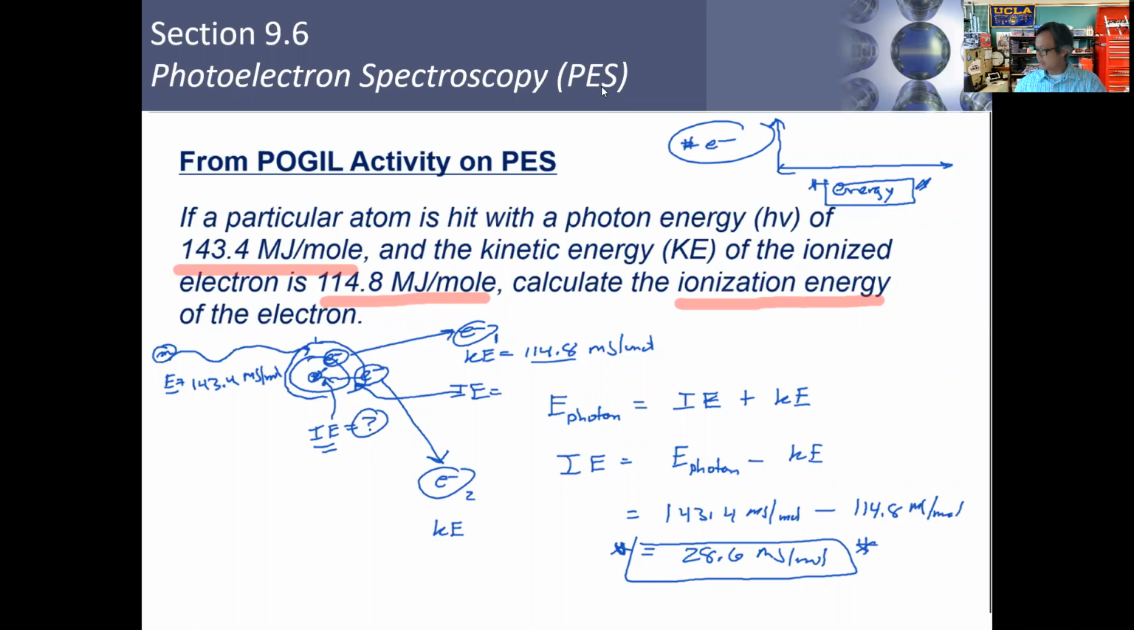All right. Well, welcome back to the afternoon session, folks. Hopefully you're staying cool on this hot afternoon. I appreciate you joining me here. And let's try to power through this discussion of photoelectron spectroscopy and get this done.